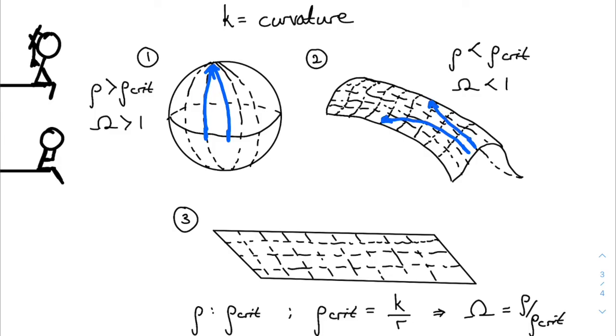However, from observation and experiments, we can see that the case for our universe is that parallel light beams remain parallel, showing that the critical density is equal to the density, giving omega equals 1. Therefore, our universe is cosmologically flat.